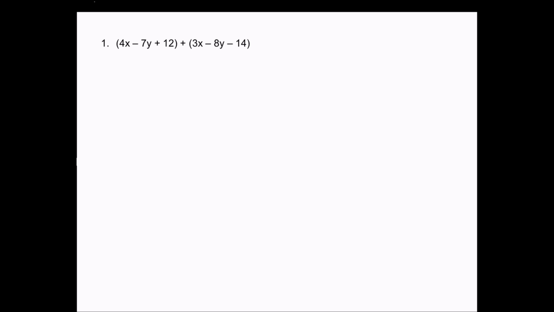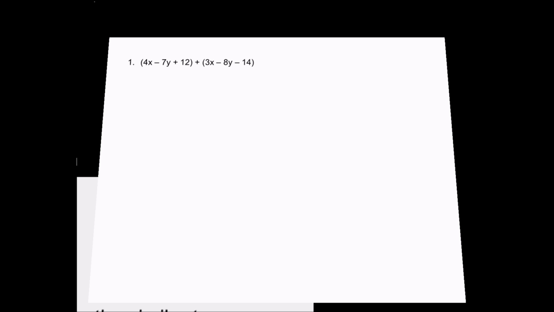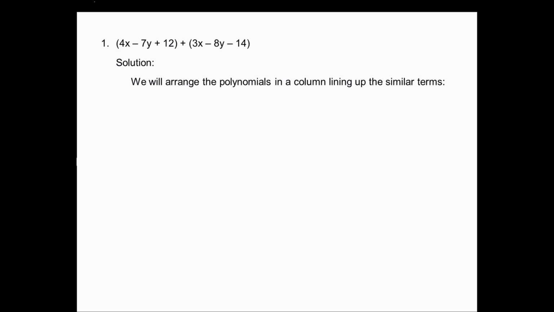Just like it's easier to add numbers when they're in a column, it's easier to add polynomials if they're in a column. So I'm going to write it in a column and line up my similar terms. X's under x's, y's under y's, constants under constants. Now, if you want to put the plus sign, that's fine, but I'm adding. So it's kind of like I got 4 x-rays, someone gave me 3 more x-rays, I have 7 x-rays.